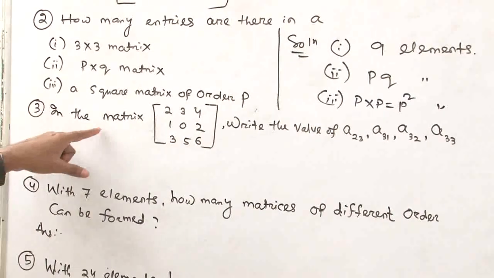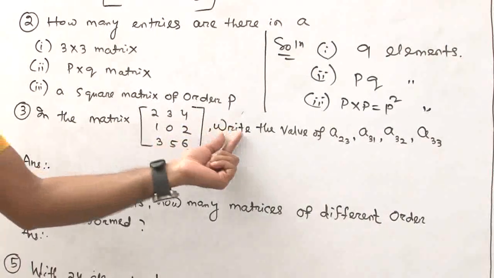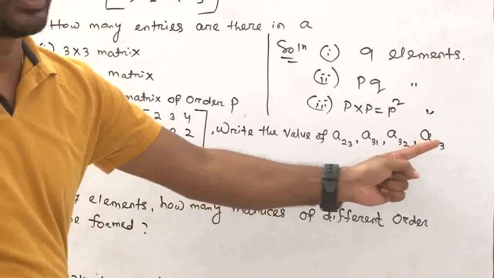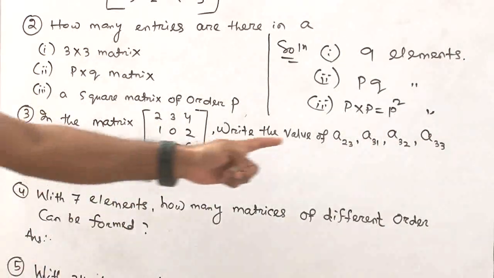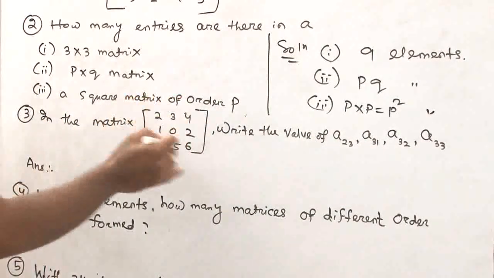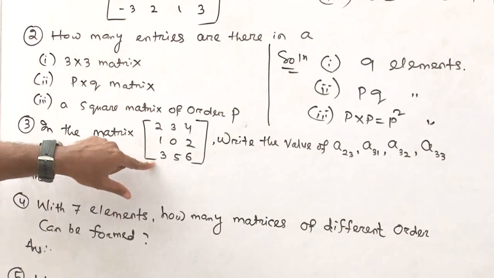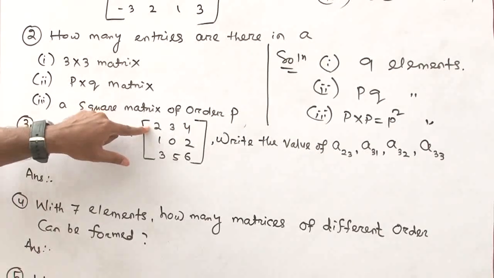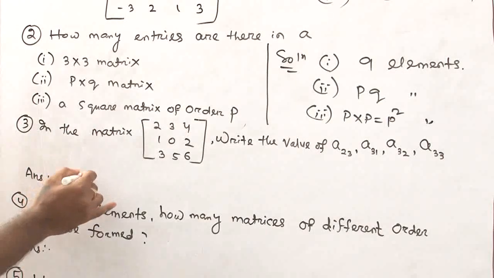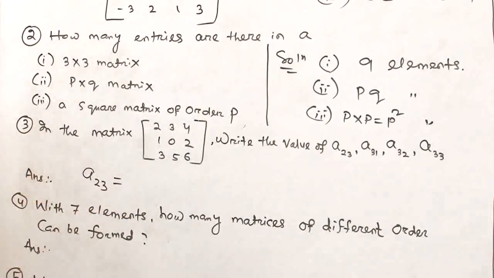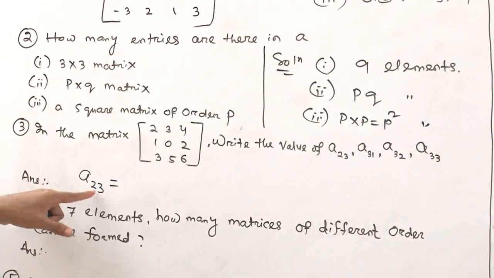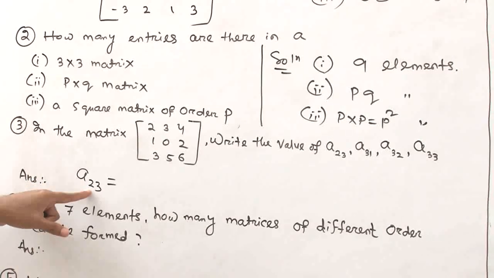In the matrix, write the value of A23, A31, A32, A33. Here we have to find the value of these. So it is a 3 into 3 matrix, that means it contains 3 rows and 3 columns. First we have to find the value of A23. As you know, A23 means it is a position, 2-3 means second row, third column. It is an element of the second row and third column.